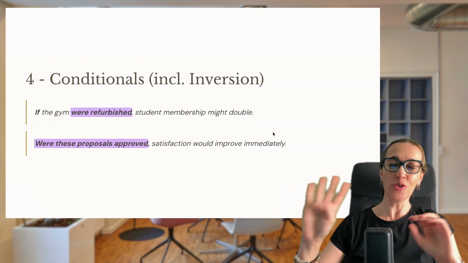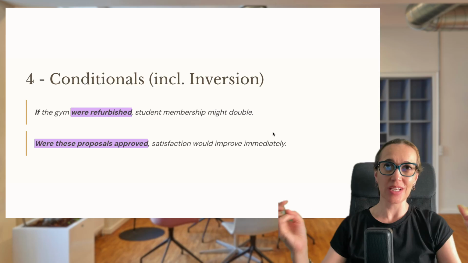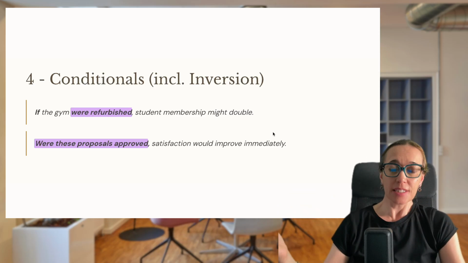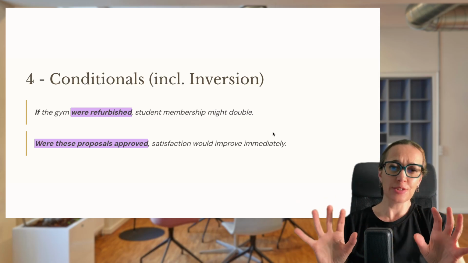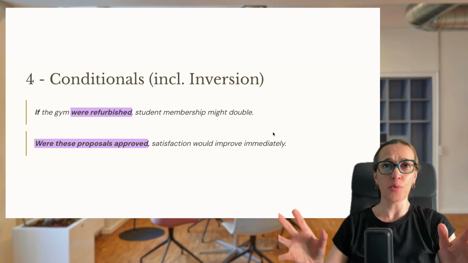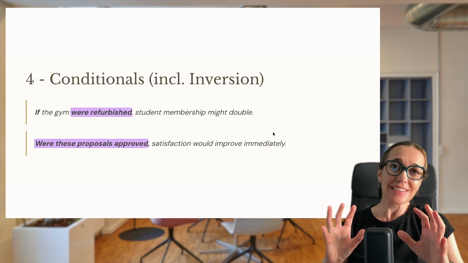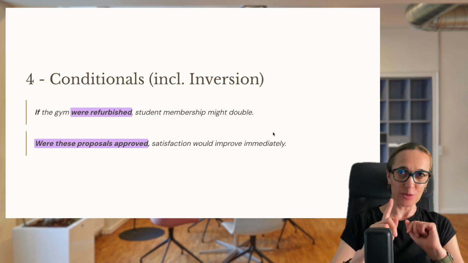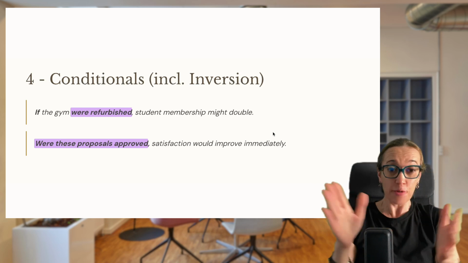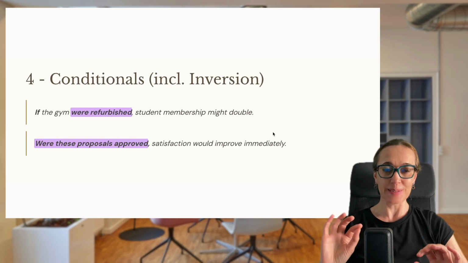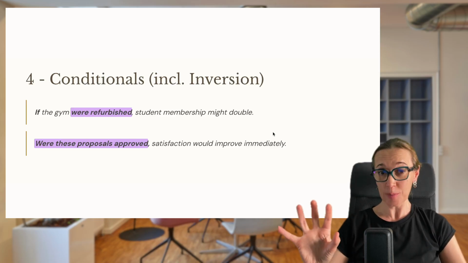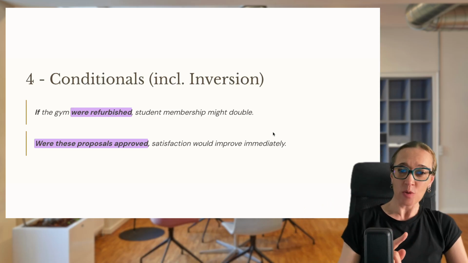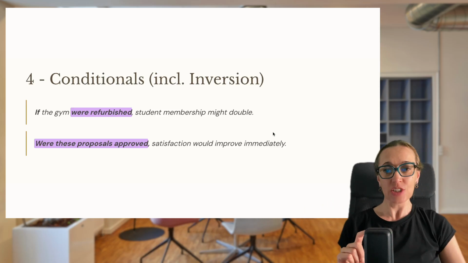And here we are with our fourth grammar structure, conditionals. They help you discuss hypothetical situations and give recommendations, perfect for proposals or reports. And to show an even higher level of grammar, use inversion in conditionals by omitting "if". For example, well, the first one is a simple conditional. If the gym were refurbished, student membership might double. Were these proposals approved, satisfaction would improve immediately.